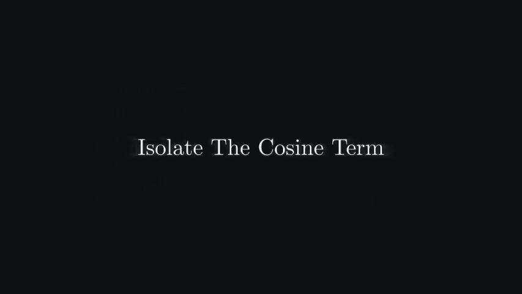We first isolate the cosine term. That means we want cos of (x + 8.5°) to stand alone. Add 1 to both sides, then divide both sides by 5. So we get cos of (x + 8.5°) equals 0.2.